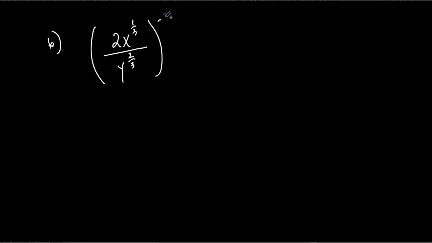All right, let's do another one. You ready for this? This is part B. 2x to the 1/3 over y to the 2/3, and that whole thing is to the negative third. There it is. Write it down.